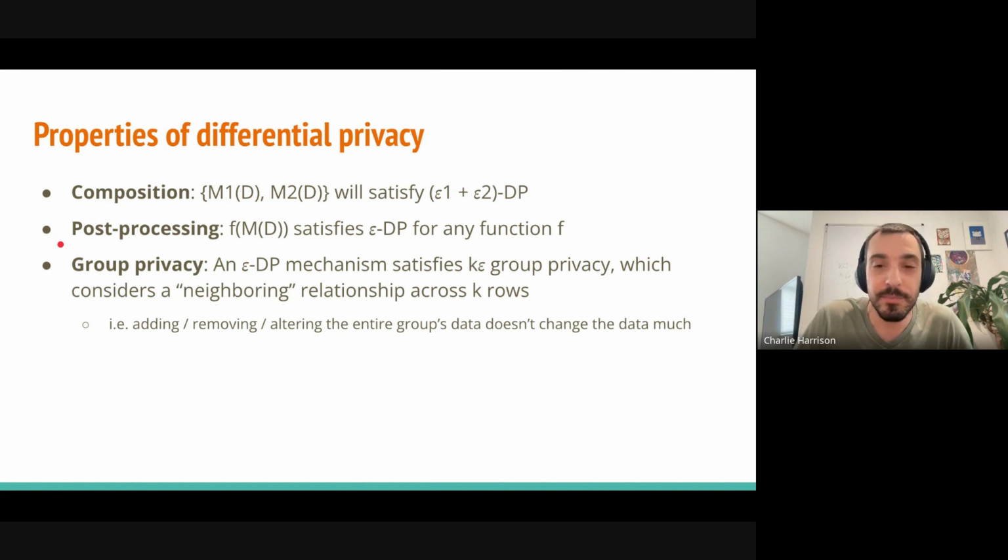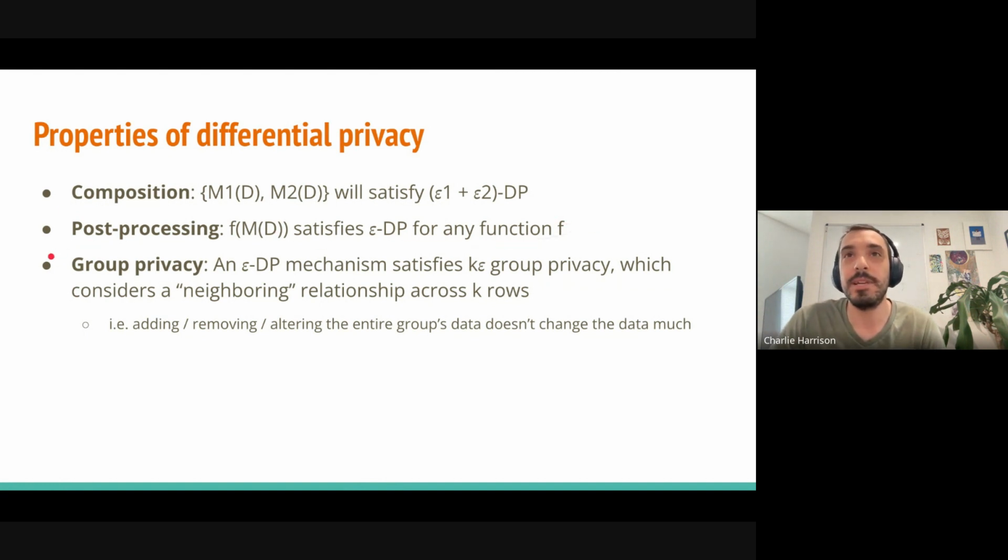We also know that differential privacy is closed under post-processing. What that means is that staring at the output of a DP mechanism and applying random functions to it will not cause more privacy loss. So f of M of D is going to be epsilon-DP for any function. This is not the case for all other privacy definitions, so this is a useful property. You can go hog wild on the output of this thing and you'll be fine. The users will be fine.